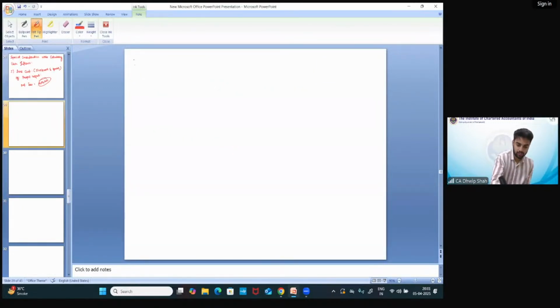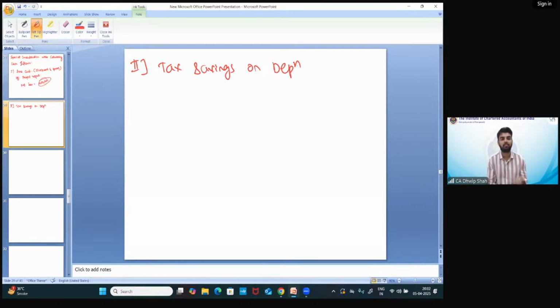Second was tax savings on depreciation. That I already explained to you in that format, why we subtract depreciation first and then why we add back the depreciation. So the second point is all about tax savings on depreciation that we already covered earlier. Third is about working capital.